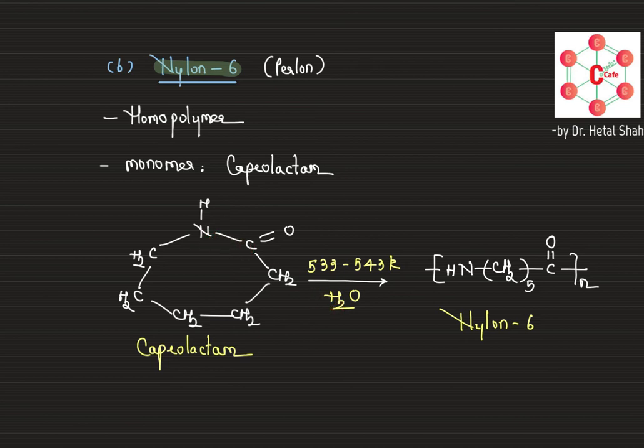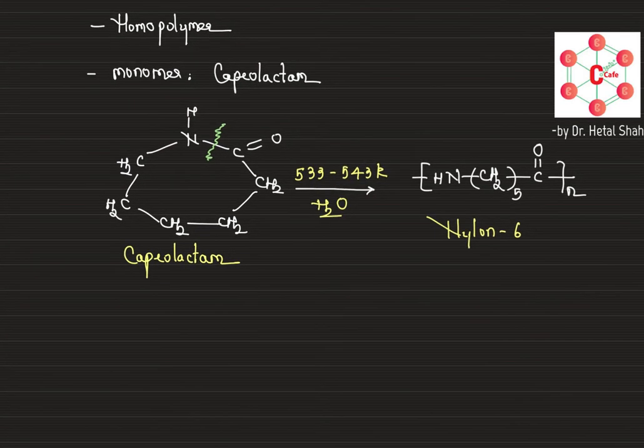This is hydrolyzed at a temperature of about 533 to 543. The hydrolysis occurs here, and then the polymer gets formed due to condensation. This is nylon 6, the formula, right? And you have to know that this is also very similar in properties to nylon 6,6. Let us now check the properties and uses of this polymer.